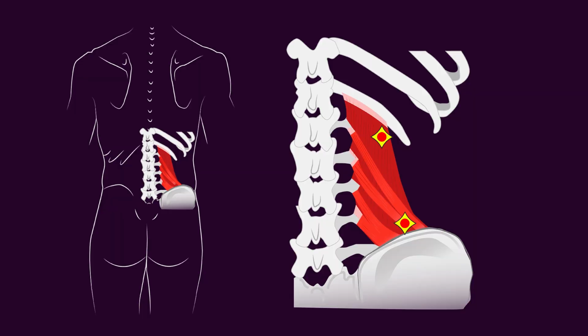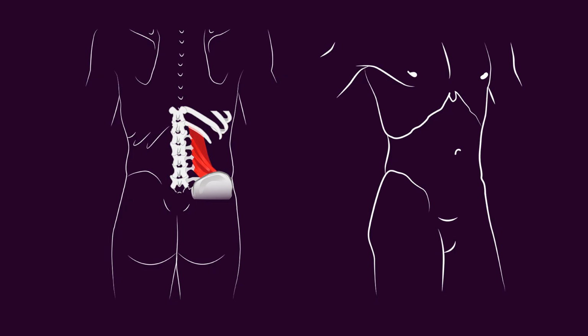The Quadratus Lumborum muscle has 4 tension sites or trigger points. The first and second trigger points are more superficial and closer to the lateral edge of the muscle, while the third and fourth trigger points are deeper and closer to the spine. The first trigger point is located just below the 12th rib and causes pain along the iliac crest, which sometimes extends further into the lower abdomen and groin.